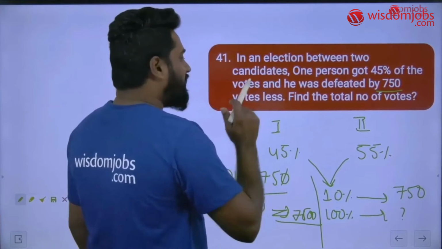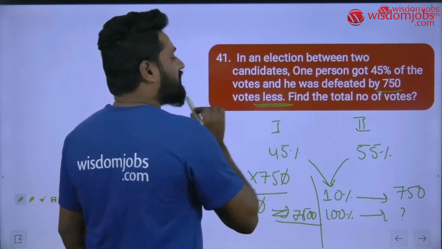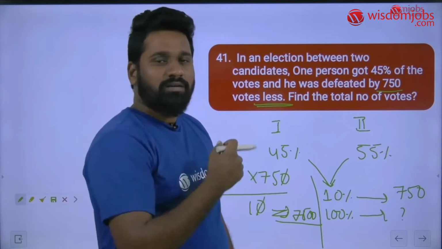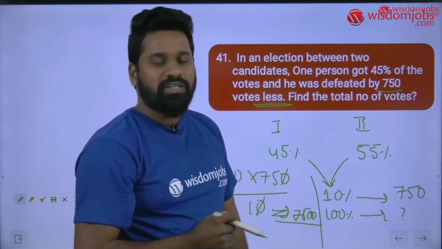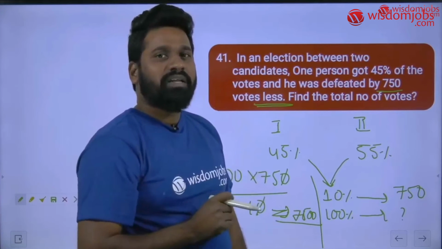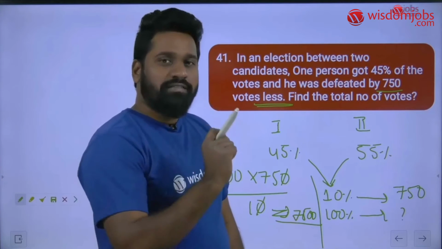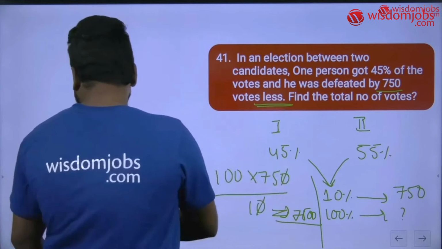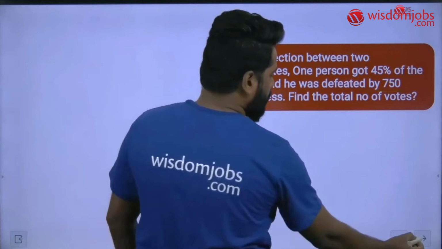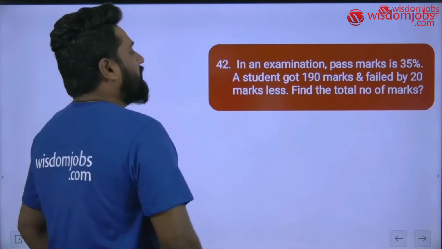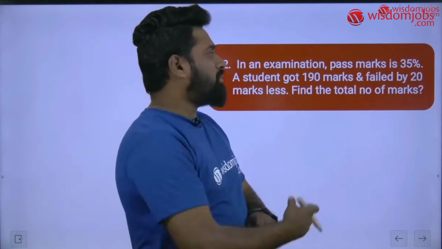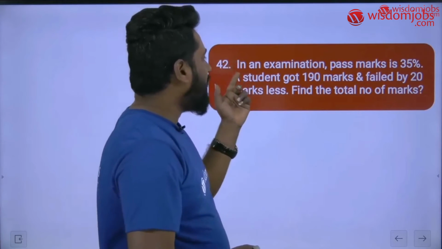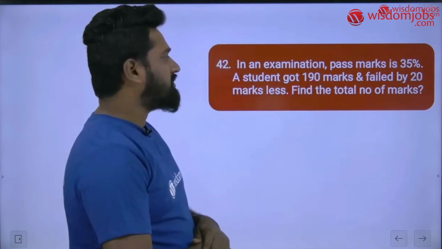Right? So always, whether it is less or more, or wins by a majority, or loses by, or is defeated by some votes, that indicates the difference of votes between the two persons is given. Clear? Right. So this is another important model. Is it clear? Because it is clearly mentioned there, in an examination, the same kind of question.